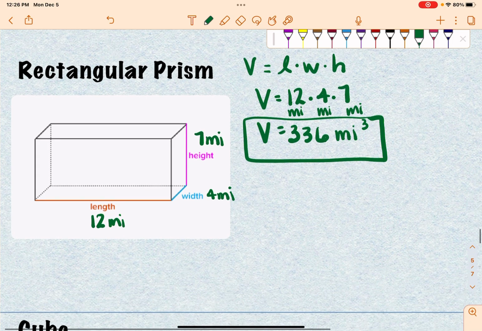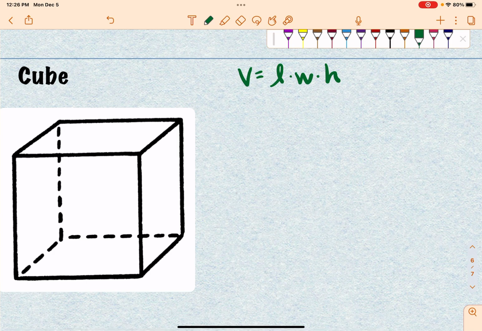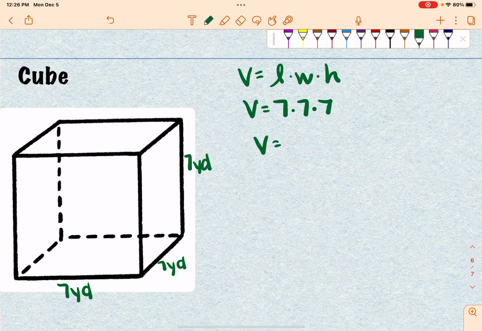Okay, same kind of idea when we deal with a cube. It's going to be that same formula. But the only thing different is if it's a cube, you know that every side is the same length. So let's say this is 7 yards, and that's the only one they tell you. You have to know that all the rest of them are also going to be 7 yards. So 7 times 7 times 7 is going to be 343. And if I look back, I have yards and yards and yards. It's going to be yards cubed.